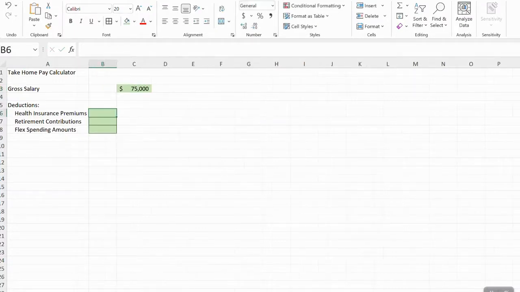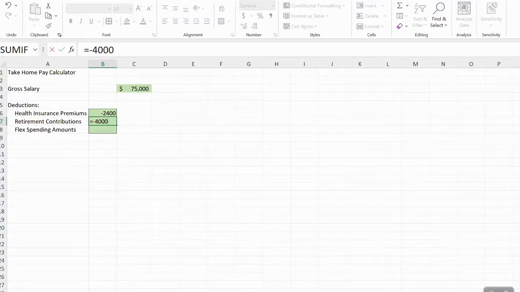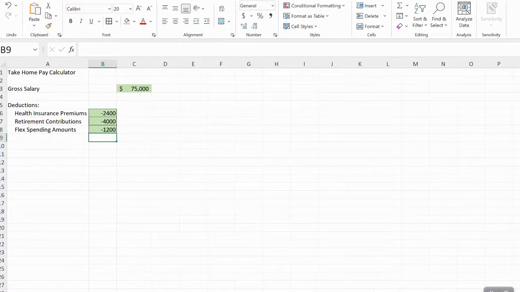So let's assume, for sake of this, so we have some numbers, let's assume that our insurance premiums over the entire year are $2,400. And we're going to contribute to our retirement account. Maybe we're contributing $4,000 over the year. And flex spending, maybe I'm withholding $1,200.